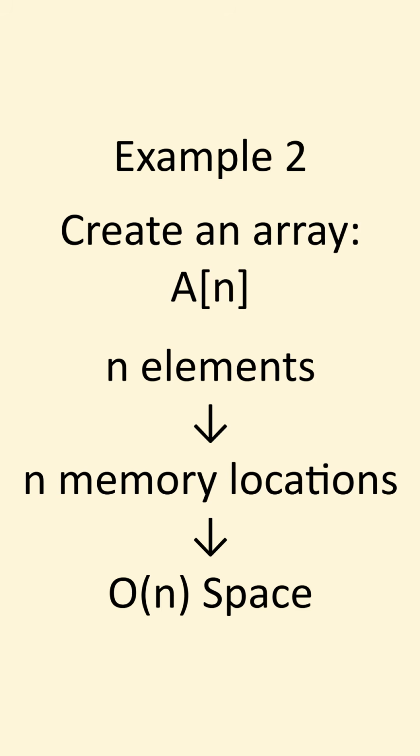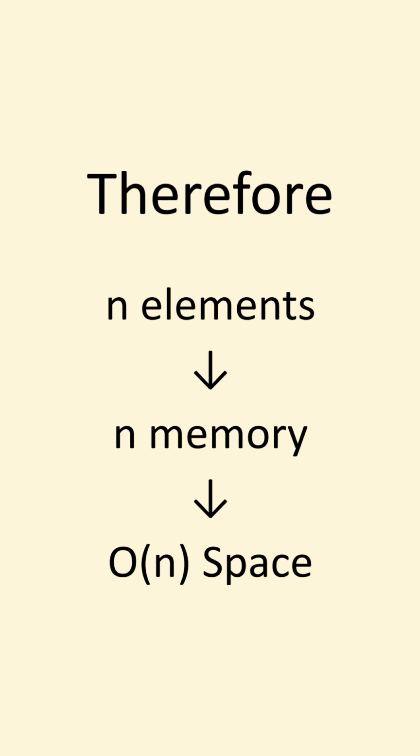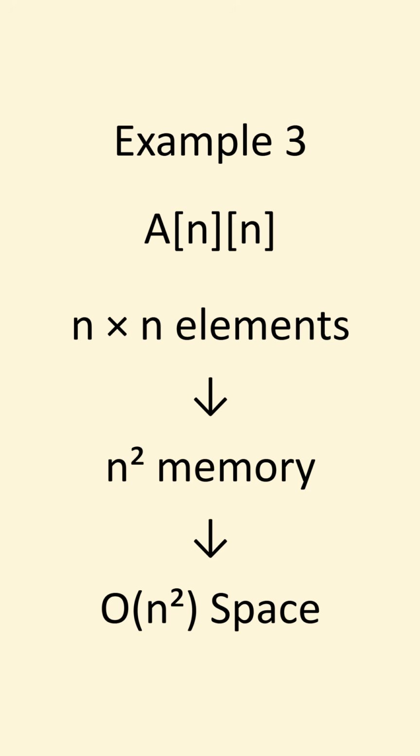Now imagine creating an array containing n elements. As n grows, the memory required grows linearly. So the space complexity is big O of n. A two-dimensional array with n by n elements requires n squared memory locations, giving big O of n squared space.